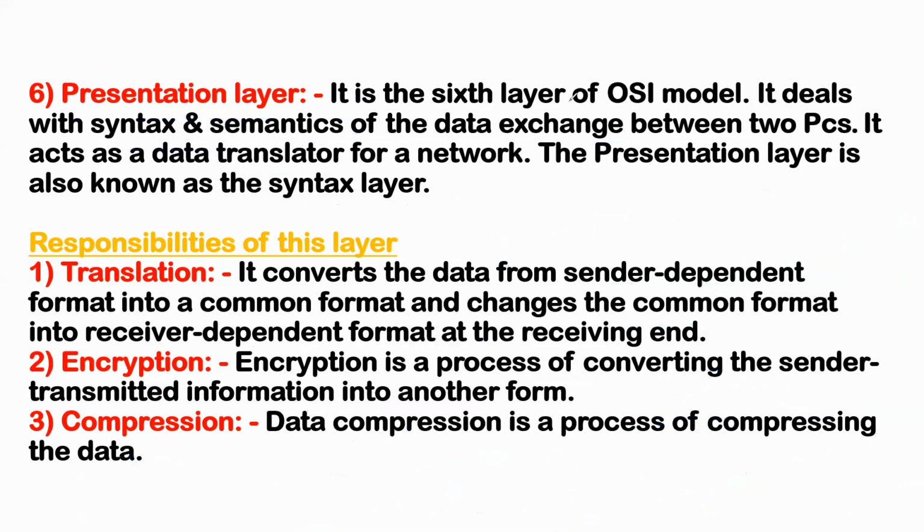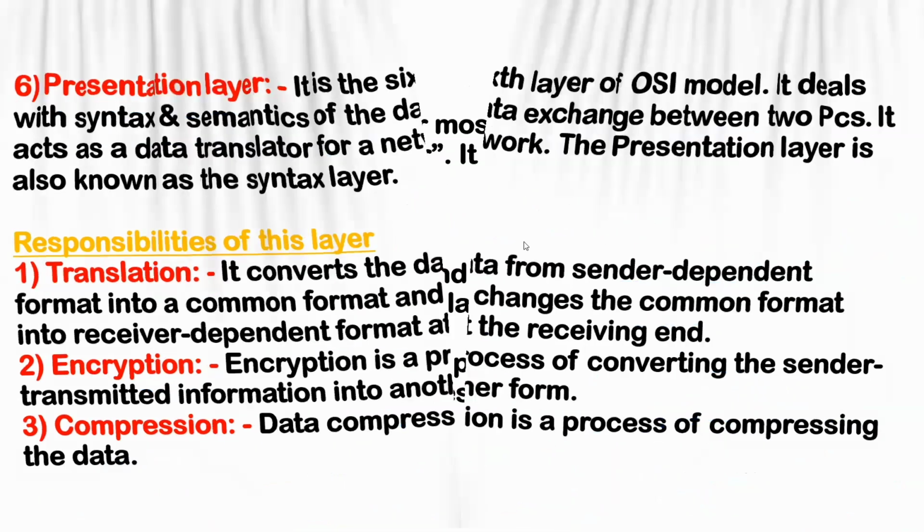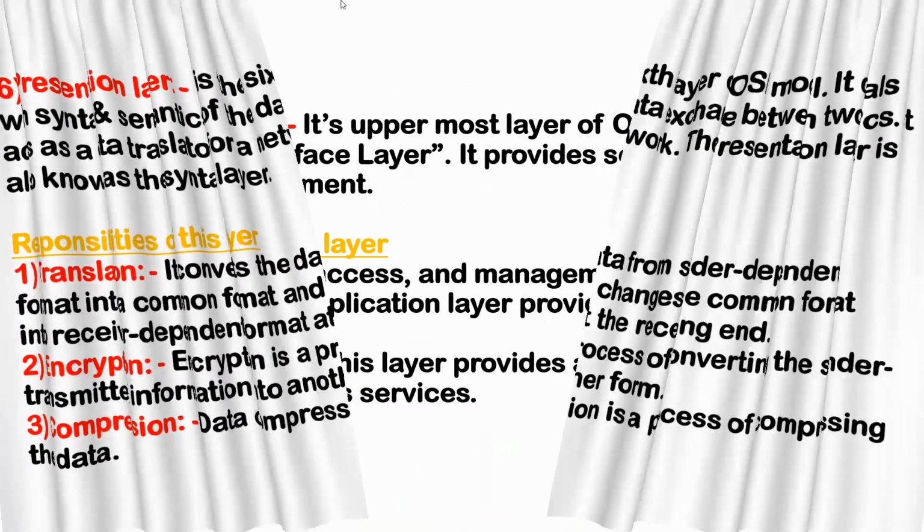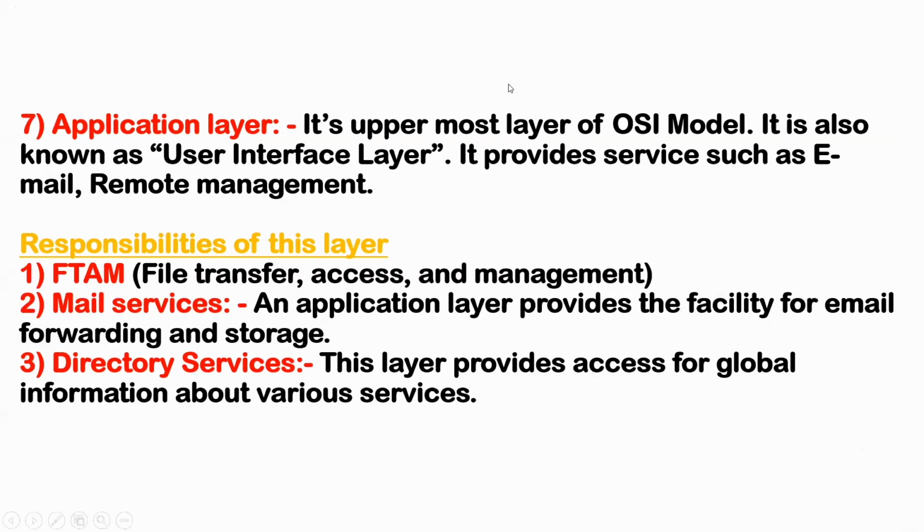Okay, and the last layer is the application layer. The application layer is the uppermost layer of the OSI model, the seventh layer. It is also known as the user interface layer, meaning the user interacts with this layer.